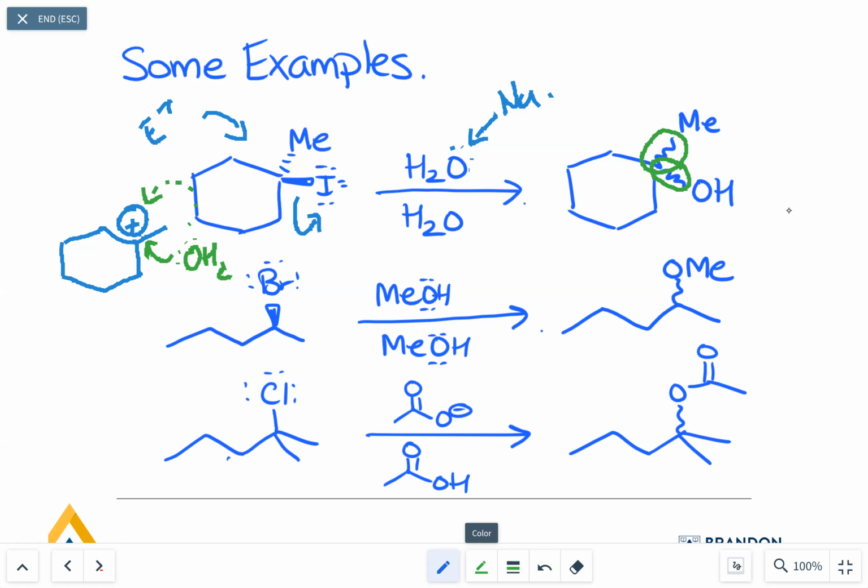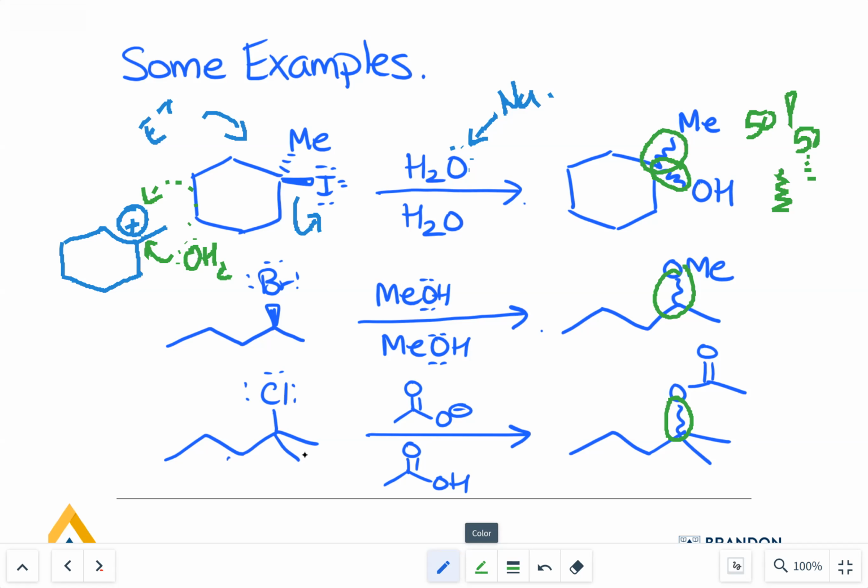So the squiggly lines means 50% wedge, 50% dash. So this would be a racemate. So all of these here are all racemates. Some of them aren't chiral anyway to start with, but that's what those squiggly lines are actually meaning.